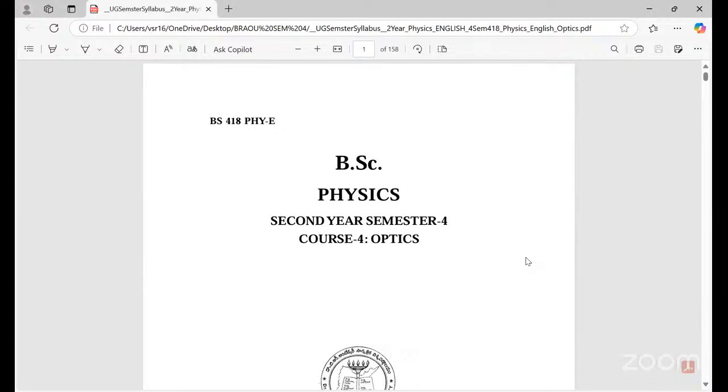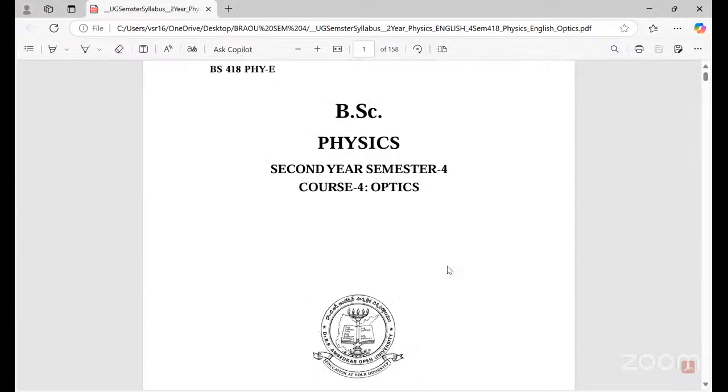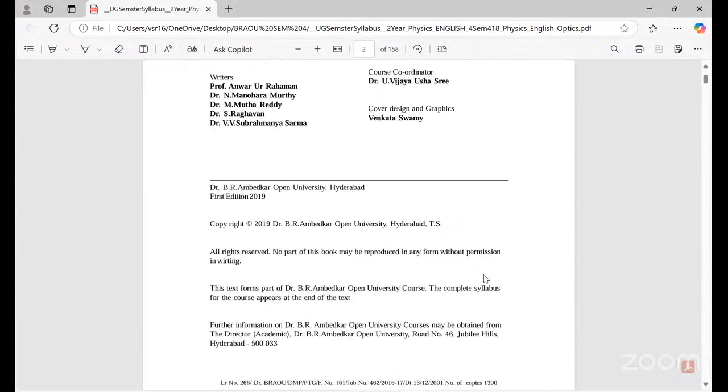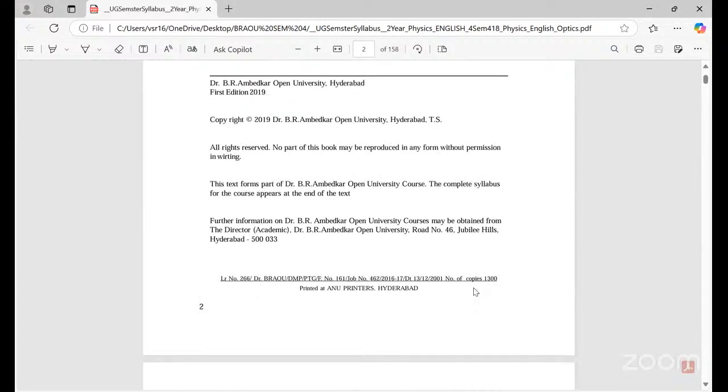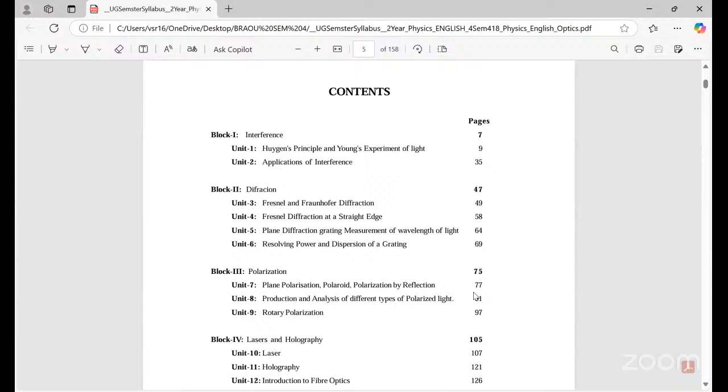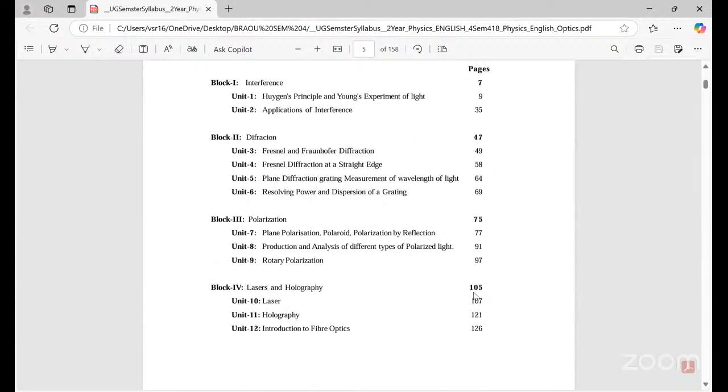Today we will discuss the second year, semester 4 optics course. Here you need to know that the pattern is the same as what you have already attempted in first year, that is first semester, second semester, as well as the previous semester, third semester. Let us discuss how many blocks there are.